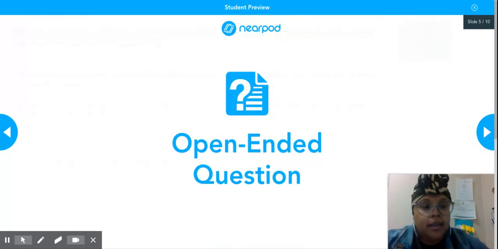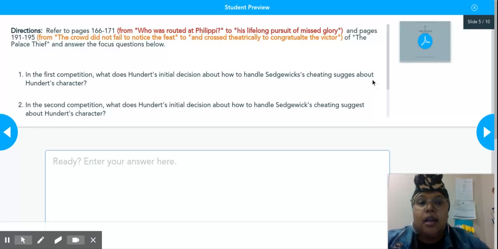Okay, let's get to our lesson. So again, I always have the text available for you. Once you click on this text box right up here on your right hand side, it will open up in a new screen. Your directions refer to pages 166 to 171. You will start at "who was routed at Philippi," and you will end at "his lifelong pursuit of Miss Glory."